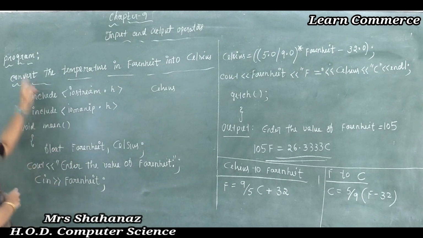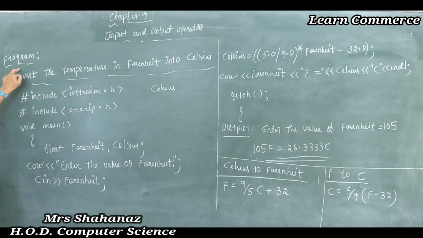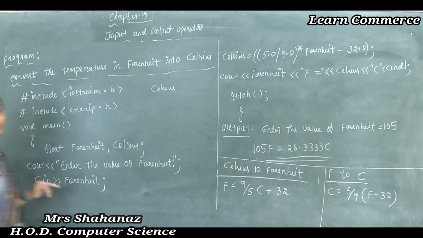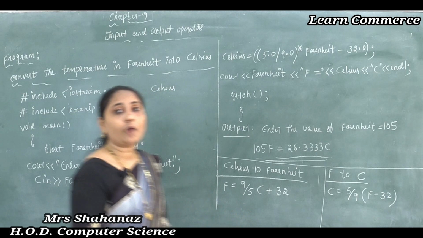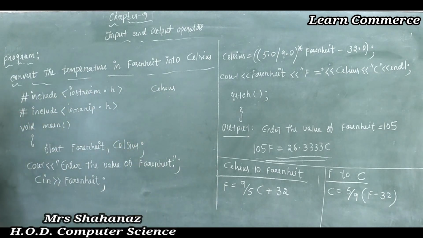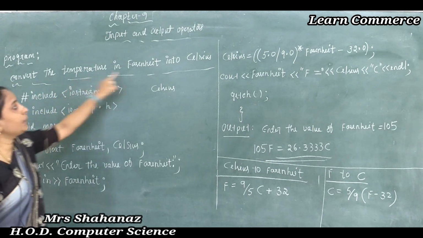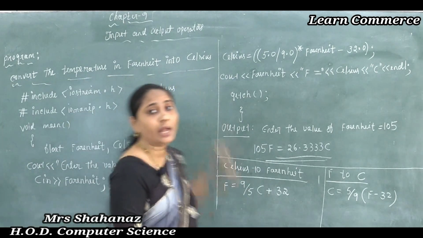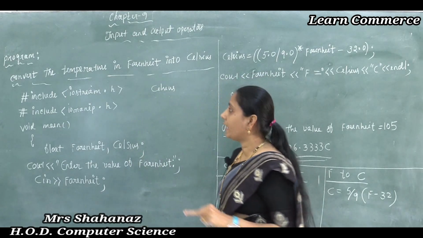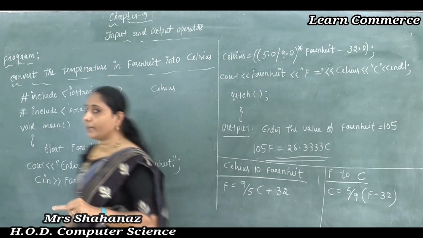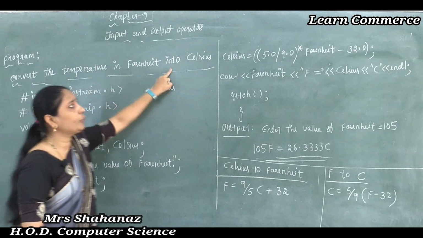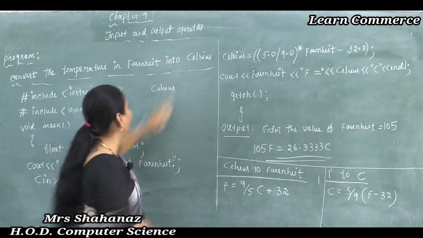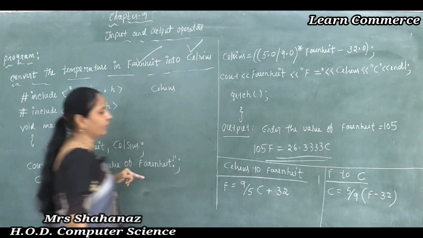The concept is one of the programs here. Now in this chapter we are going to write how to solve a program. So you have to listen properly to how we are going to write the program. Okay, now the question is: convert temperature in Fahrenheit to Celsius. So in this program we are going to make the conversion of the temperature from Fahrenheit into Celsius.